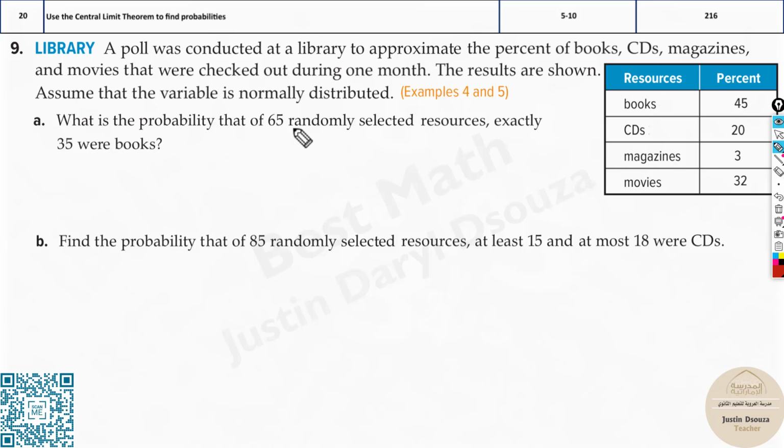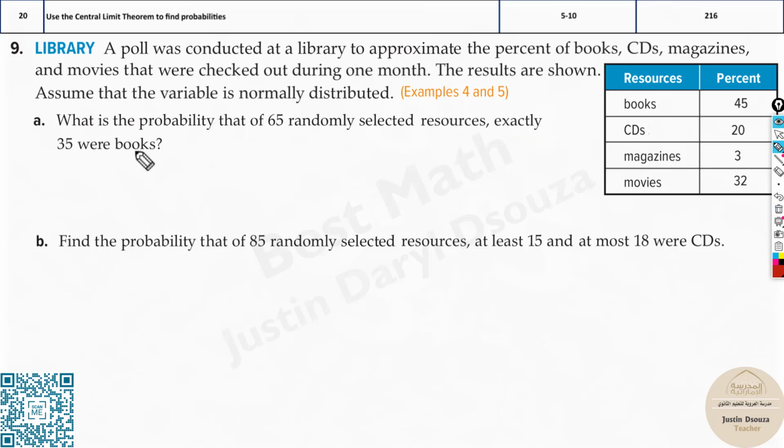Before that, what is the probability that of 65 randomly selected resources, so they are randomly selecting 65 resources, exactly 35 are books? Now there are a few important things to remember. Exactly, this is important.